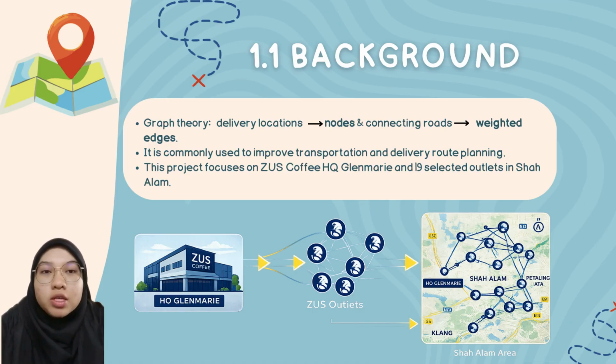For this project, Zeus Coffee HQ Glenmarie acts as a distribution center, while 19 Zeus Coffee outlets in Shah Alam act as delivery locations.